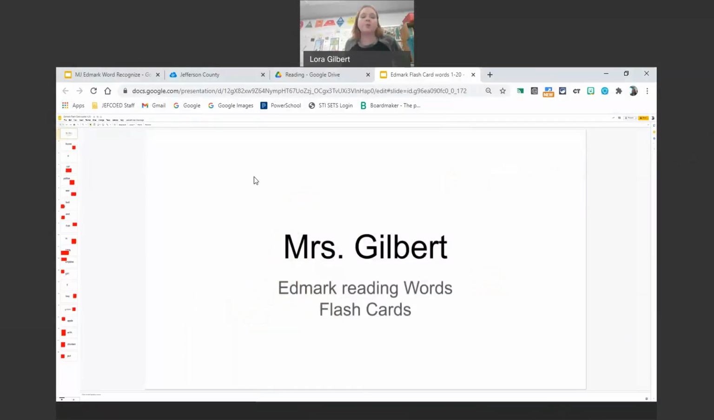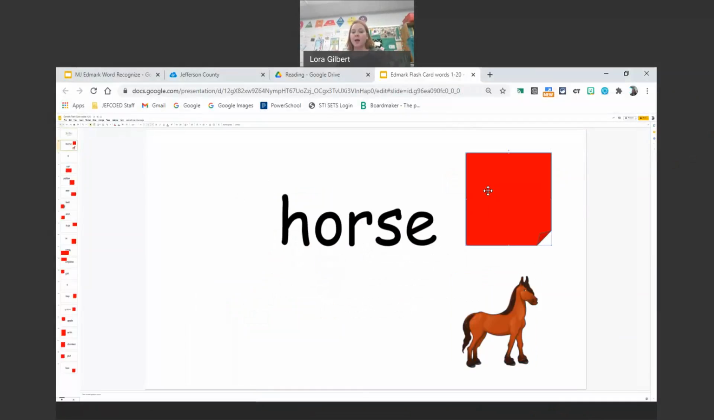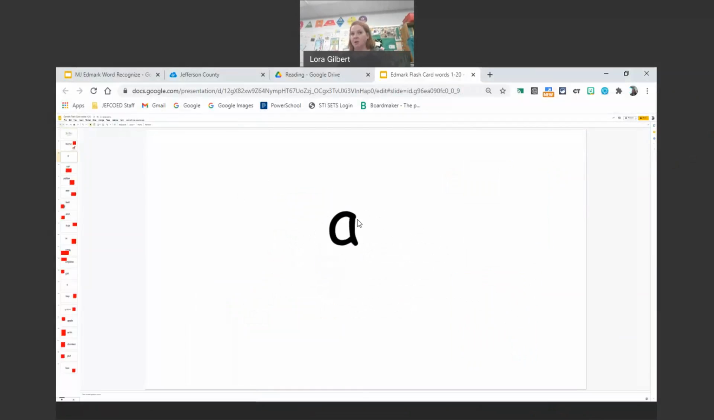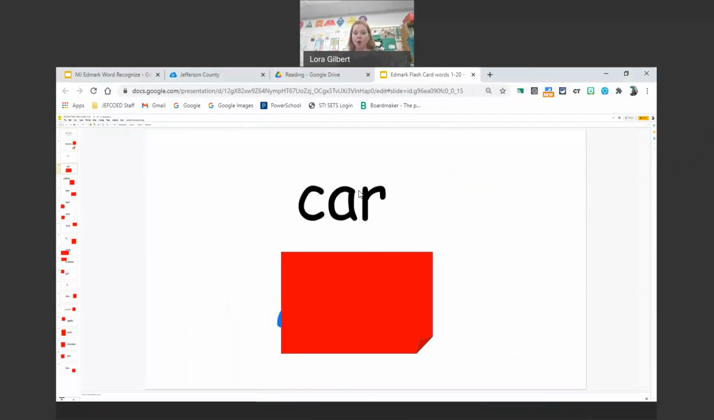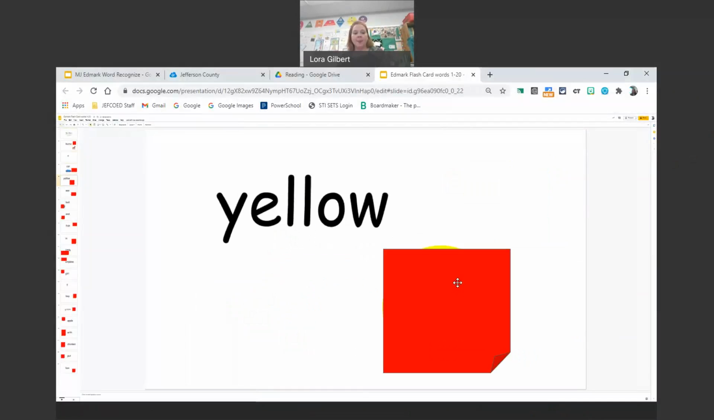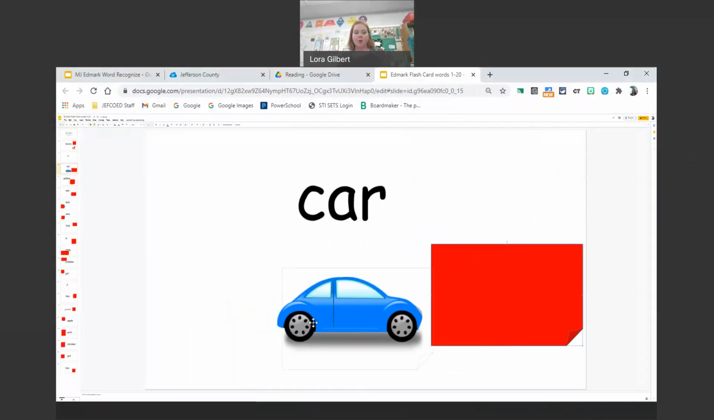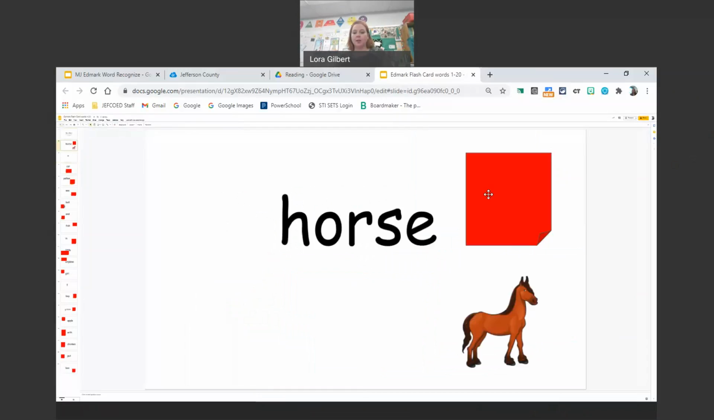So you can see that real quick. So here is going to be your flashcards that they can do. You can do it with them. You'll see this word is horse. If it's correct, you're going to slide it to see if they got it right. So they see the picture. A, had no picture for A. So car, if they slide it to, it's kind of self-correcting to make sure this is the right word. Yellow, yellow. So the sight words that are on here will be continuously updated.